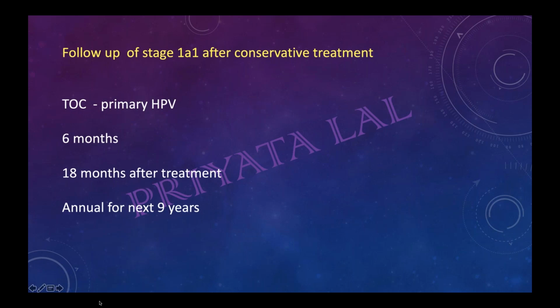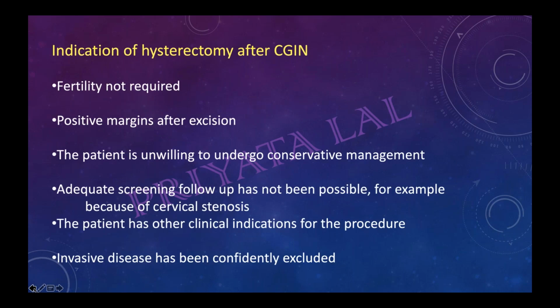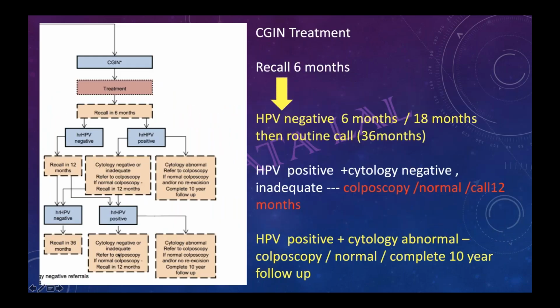Yes, ma'am. But I want to know, sir, for CGIN, if the first test of cure is HPV positive but cytology inadequate, and the second test of cure is HPV positive but cytology inadequate, then we have to refer the patient for colposcopy. If colposcopy is normal, then recall in 12 months. I cannot understand this recall in 12 months. That means whether we have to follow up for a total of 10 years or not.